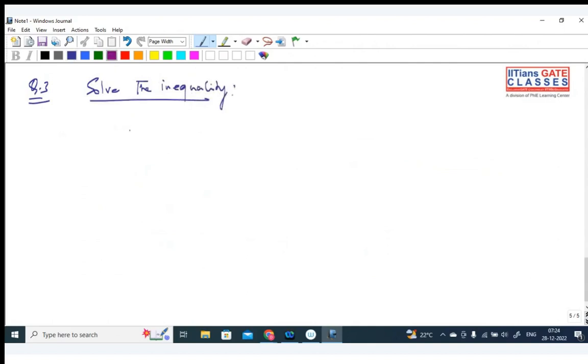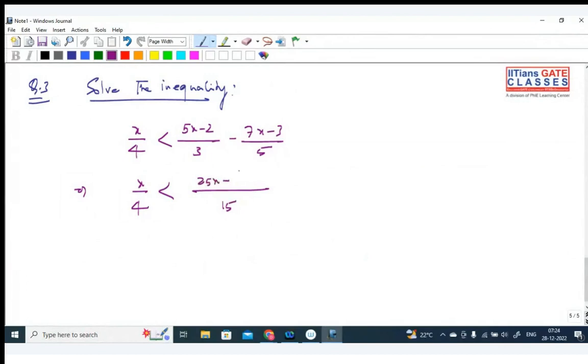Now the difficulty level will be increased, right? x by 4 is less than 5x minus 2 by 3 minus 7x minus 3 by 5. So can somebody help me to solve this inequality? So what you can do here is, x by 4, you can take the LCM here. If you take the LCM here, it becomes 15. Then it is going to be 25x minus 10 minus 21x plus 9.